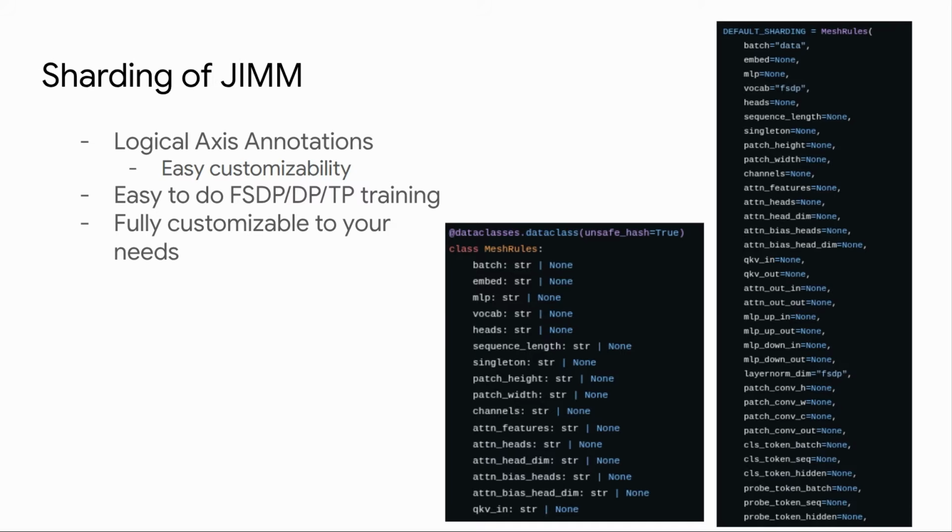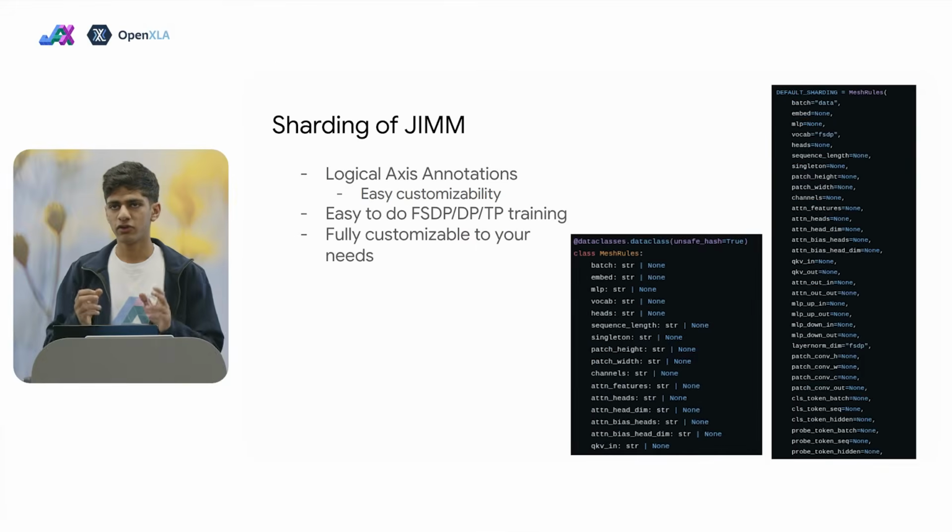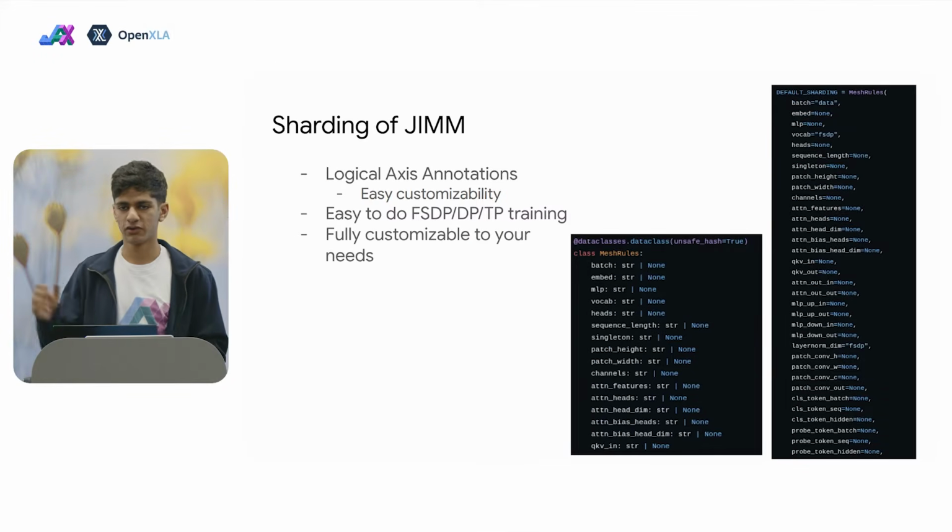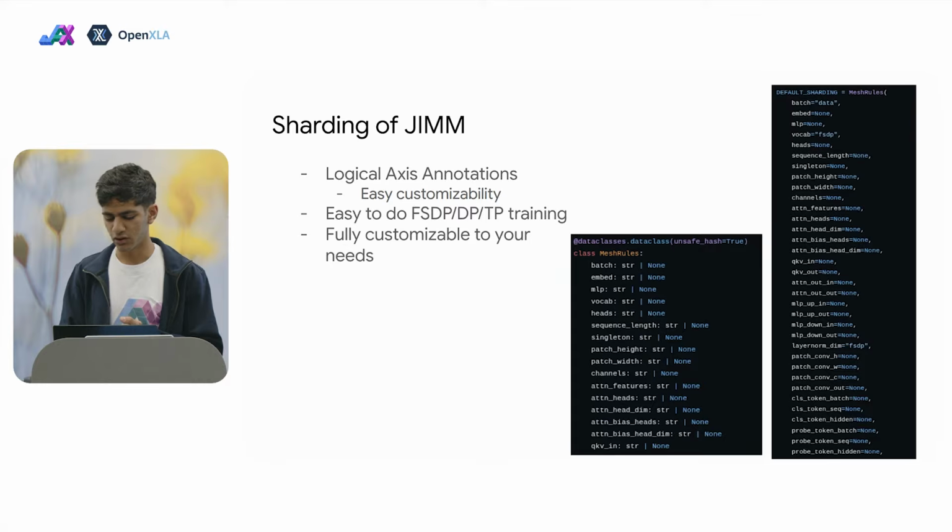Let's say your layer norm is very small, then you don't want to do FSDP, or if your CLS token is incredibly large, you can also shard that via FSDP. So this makes it very, very easy to do. Once you set up your mesh and you just jit compile it, it's very easy to do FSDP, data parallel if you don't want to do any sharding at all, or tensor parallel training. And of course, you can change the mesh rules to however you want.